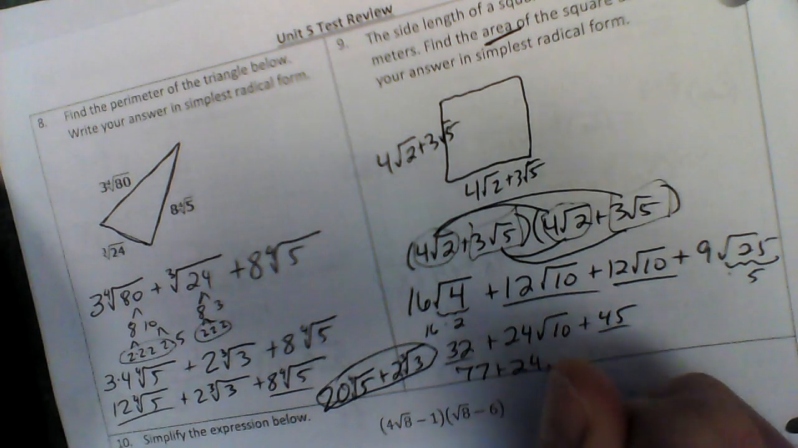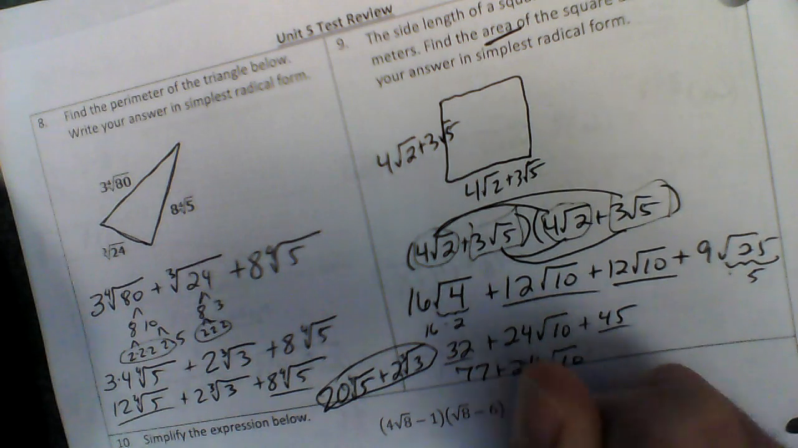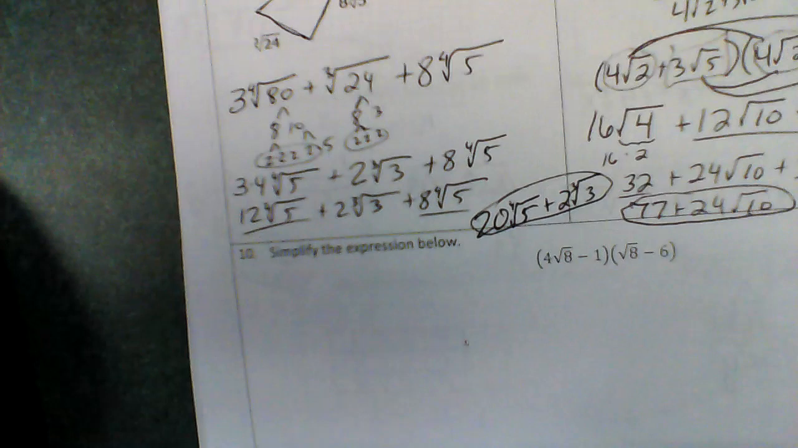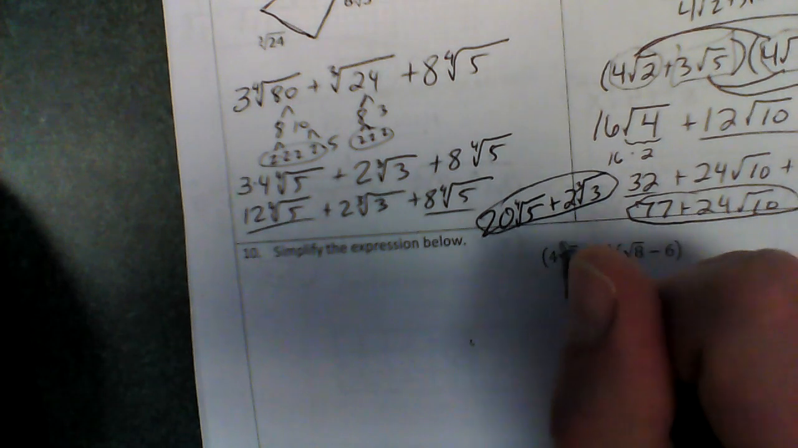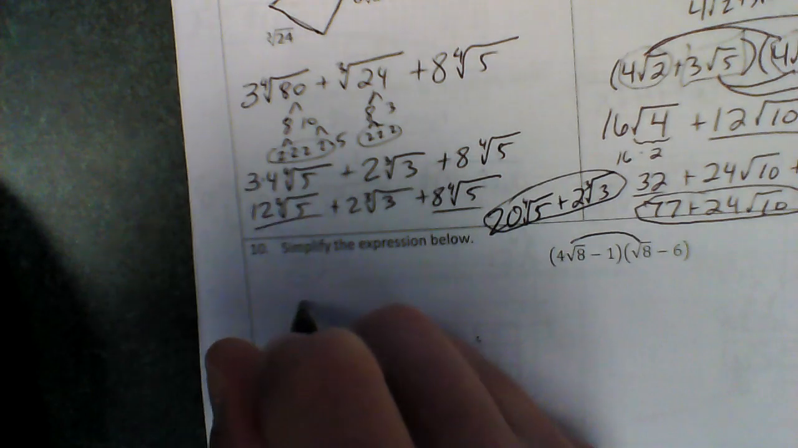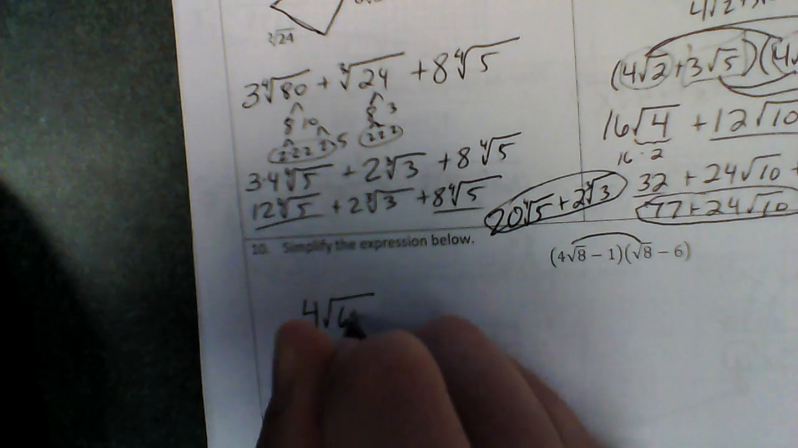Plus 24 square root of 10. Square root of 10 doesn't simplify down, it's 2 and 5. Alright, moving on. We have 4 square root of 8, so we're going to multiply this out. 4 square root of 8 times square root of 8 is 4 square root of 64.